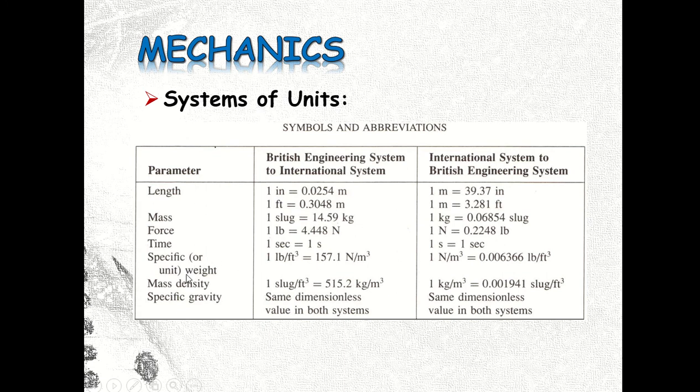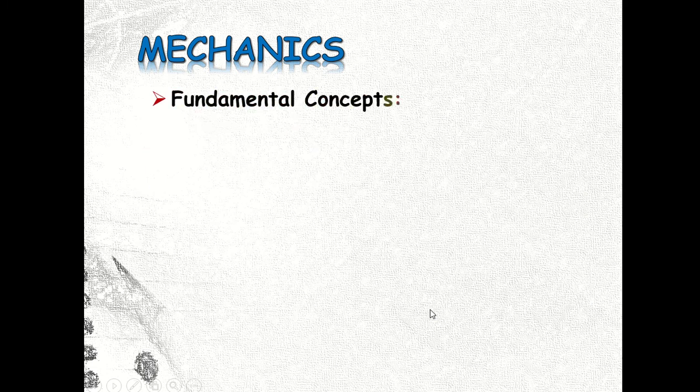Then the specific or unit weight: we have here 1 pound per cubic foot equal to 157.1 Newton per meter cubed, or the reverse, that is equivalent to this. Then we have the mass density, 1 slug per cubic foot, that is equivalent to 515.2 kilogram per meter cubed, and this is the reverse. Specific gravity is the same dimensionless value in both systems. Okay, then we have here the fundamental concepts.